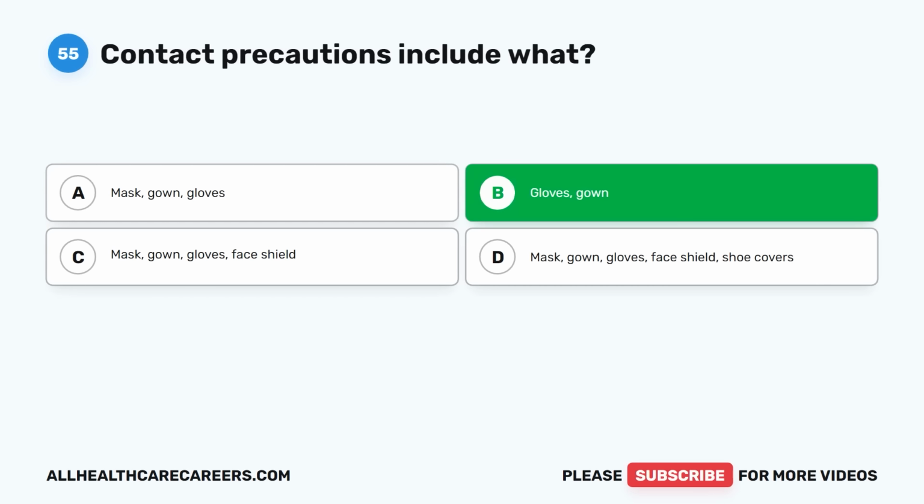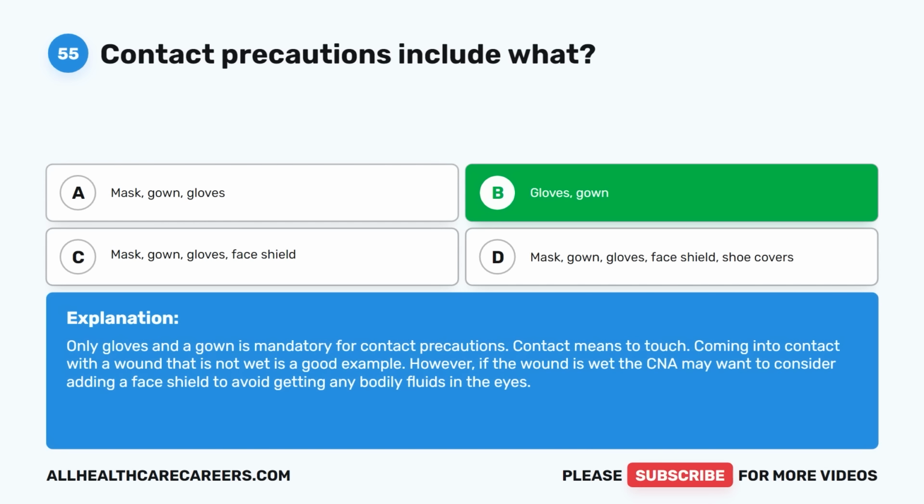The correct answer is B, gloves, gown. Only gloves and a gown are mandatory for contact precautions. Contact means to touch. Coming into contact with a wound that is not wet is a good example. However, if the wound is wet, the CNA may want to consider adding a face shield to avoid getting any bodily fluids in the eyes.